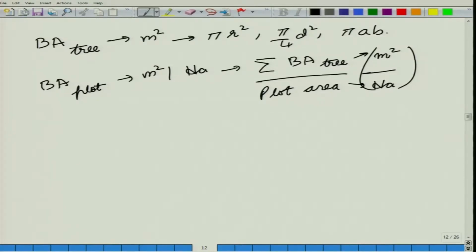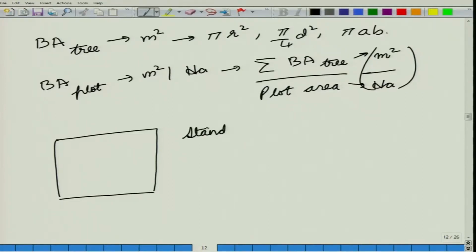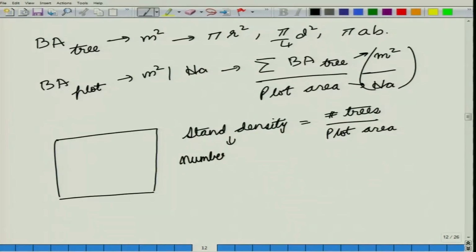Also, why do we need to calculate the basal areas? It is because we can calculate the stand density, or the number density, which is given by the number of trees divided by the plot area. This is also known as the number density. The number of trees does not have any unit, so let us call it 1, and the plot area will be given in hectares. So the stand density is given in number of trees per hectare.